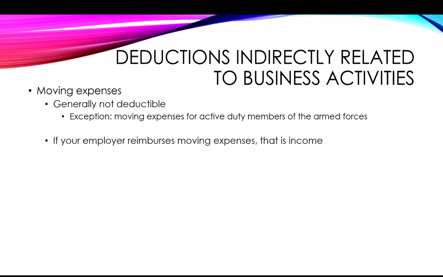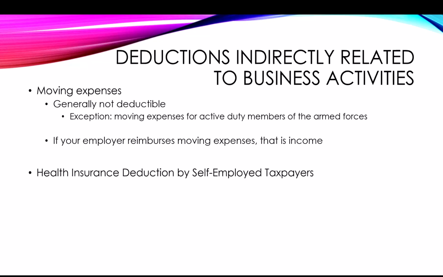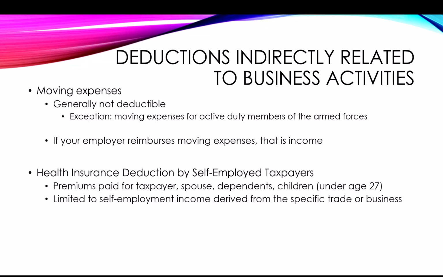Sometimes employers will offer relocation packages. If your employer reimburses your moving expenses, then you will record the amount reimbursed as income on your federal tax return. Another deduction that's indirectly related to business activities is when a self-employed taxpayer pays for their own health insurance. Here, any premiums paid for the taxpayer, spouse, dependents, and children under the age of 27 are deductible as a for AGI deduction on the 1040.